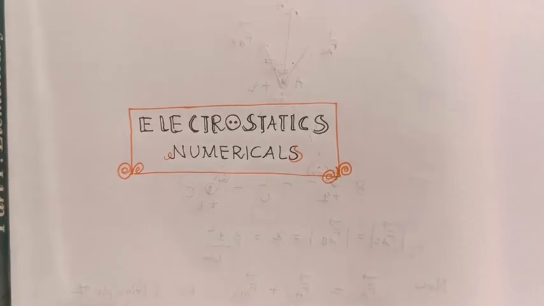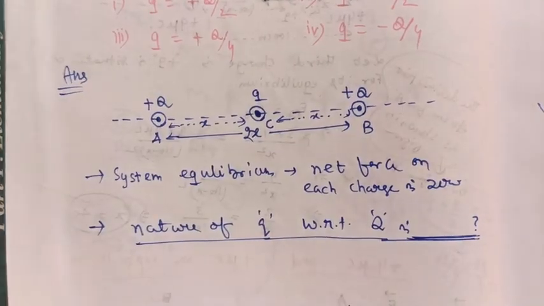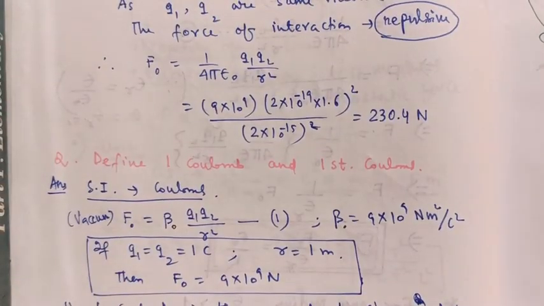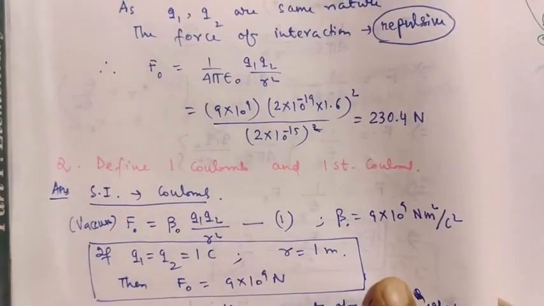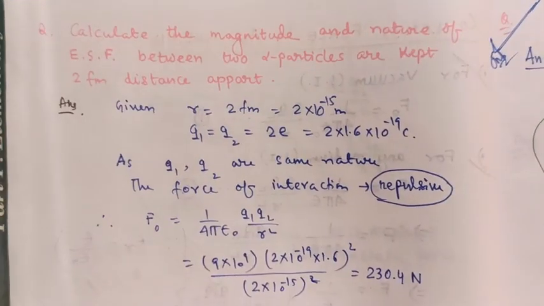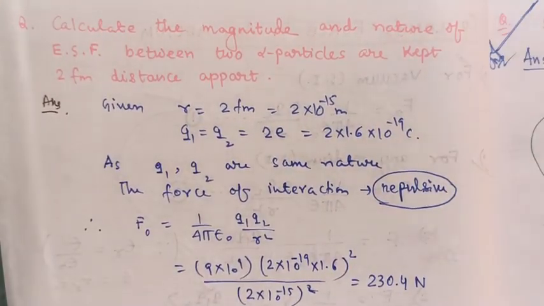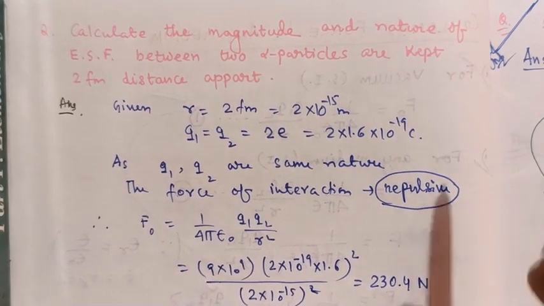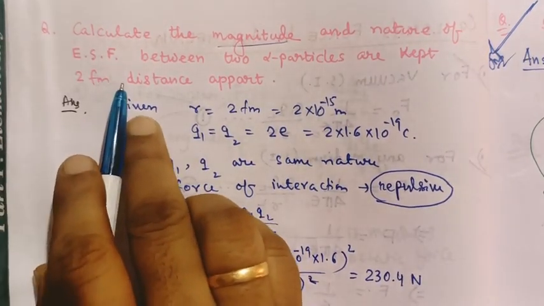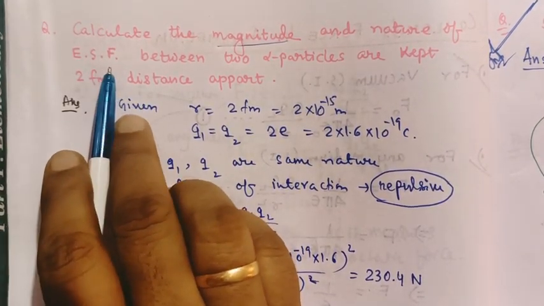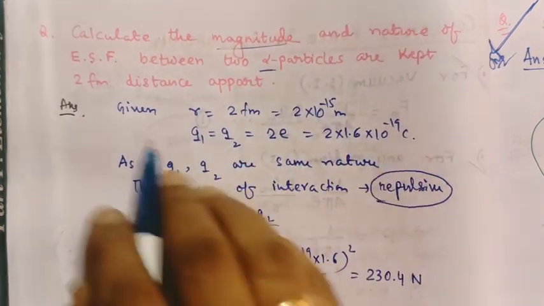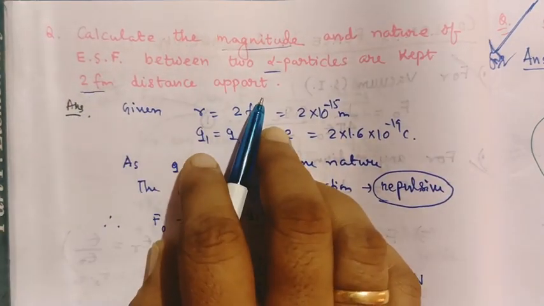Let's start. Our first problem is, see the question first. Calculate the magnitude and nature of the electrostatic force, nature meaning whether it is attractive or repulsive, between two alpha particles kept 2 Fermi distance apart.